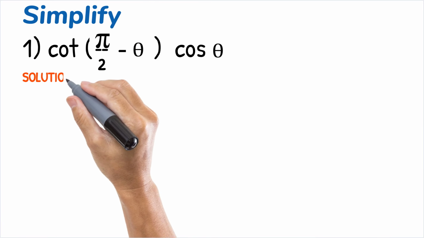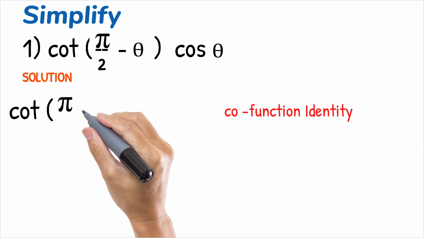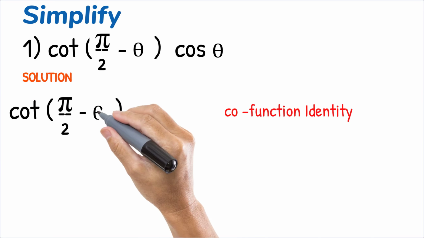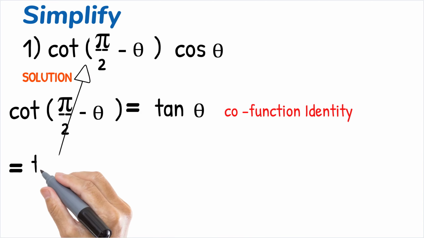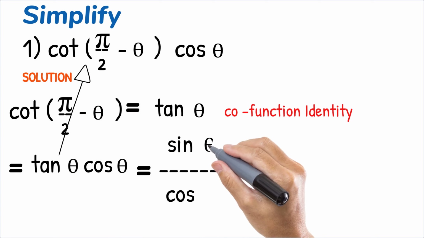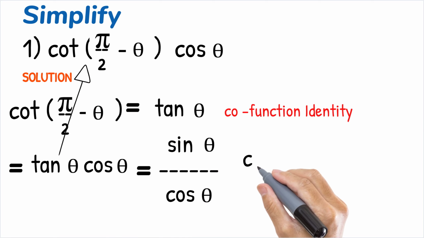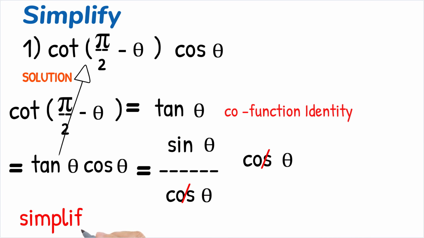Solution. Using the cofunction identity, we know that cot of pi by 2 minus theta equals tan theta. Now rewrite the above expression as tan theta times cos theta. Tan theta can be written as sin theta over cos theta. Simplify cos theta in the numerator and in the denominator. The expression simplifies to sin theta.